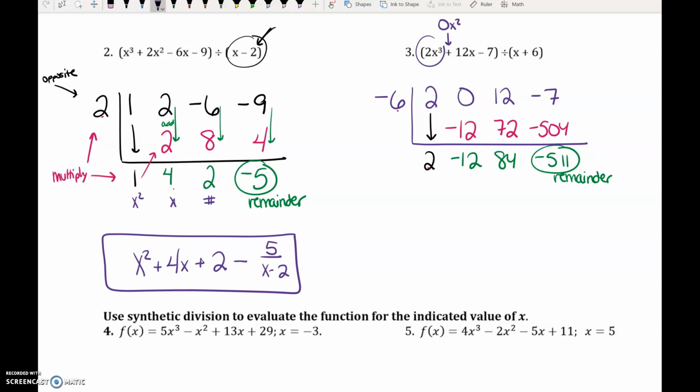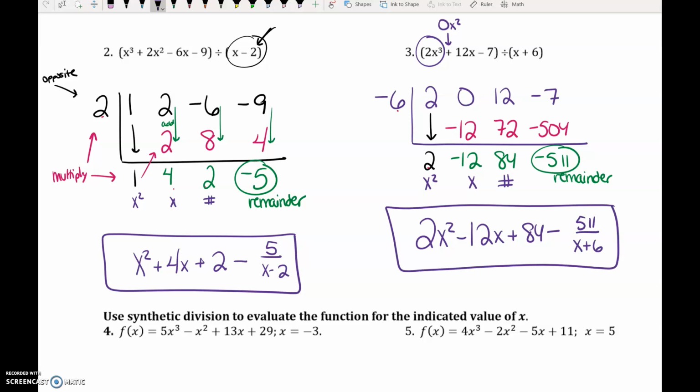We started with x cubed, we divided by x, so this first term is an x squared term, and then an x, and then a number, and then a remainder. So we have 2x squared minus 12x plus 84 minus 511 over x plus 6.